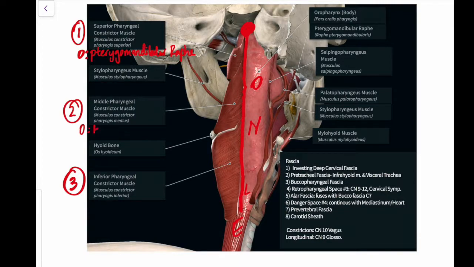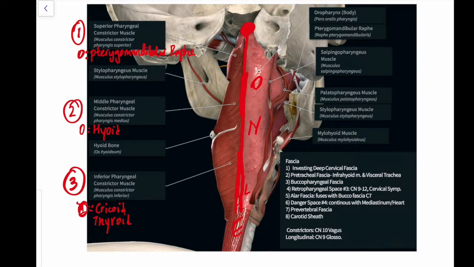Second, middle constrictor originates in the hyoid bone and will join the middle pharyngeal raphe. Third, the inferior pharyngeal constrictor will originate in the cricoid or the thyroid cartilage and will also insert into the pharyngeal raphe in the midline.